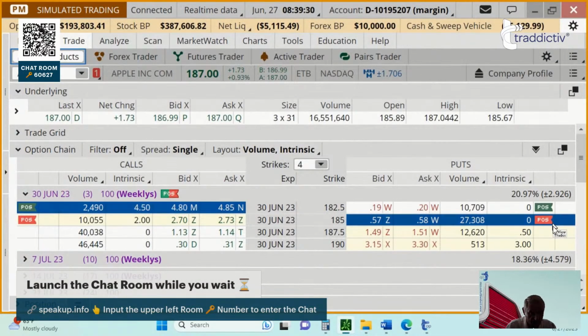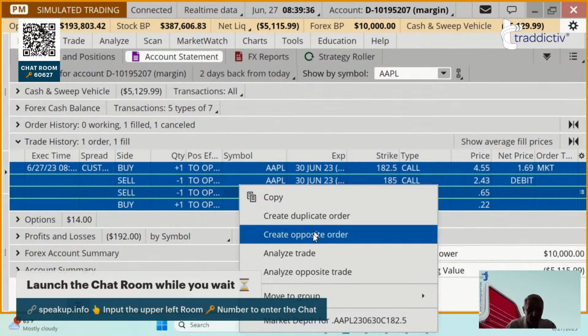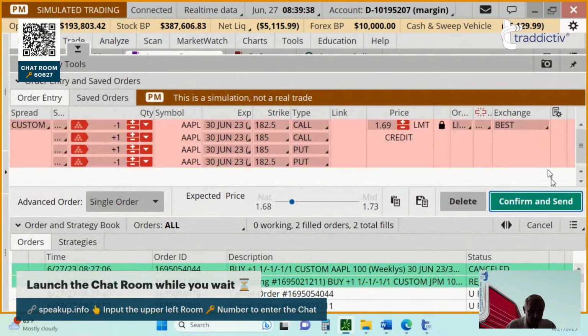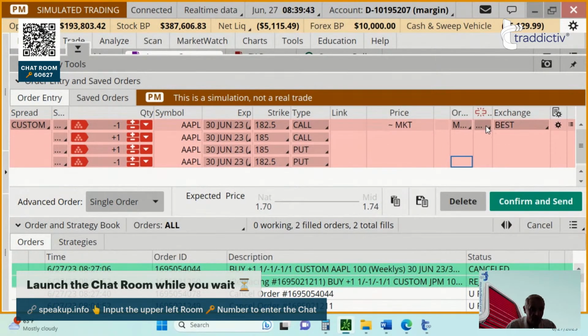What do I mean by that? As of now, I have a POS that stands for a position. Okay, so what am I doing now? I'm creating the opposite order. And I'm going to be changing this to the market. And I'll be changing this also time in force whenever.